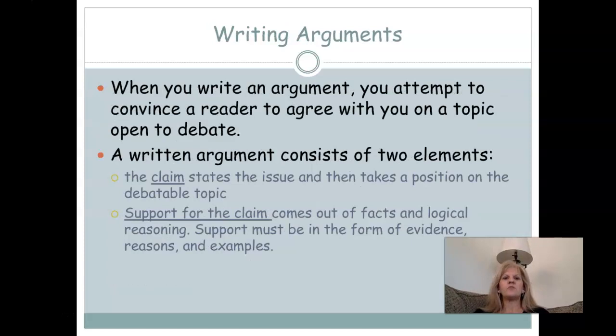And when you write an argument, you're going to want to persuade your reader to agree with you on the topic. So remember, it's got to be a debatable topic. A written argument consists of two elements. You've got your claim, which states the issue, and then it takes a position on the debatable topic. And then you're going to have your support or your reasons. So basically your thesis statement is going to be your opinion on your topic and then your reason why. And then the support is going to come in the paragraphs where you're going to provide your evidence.